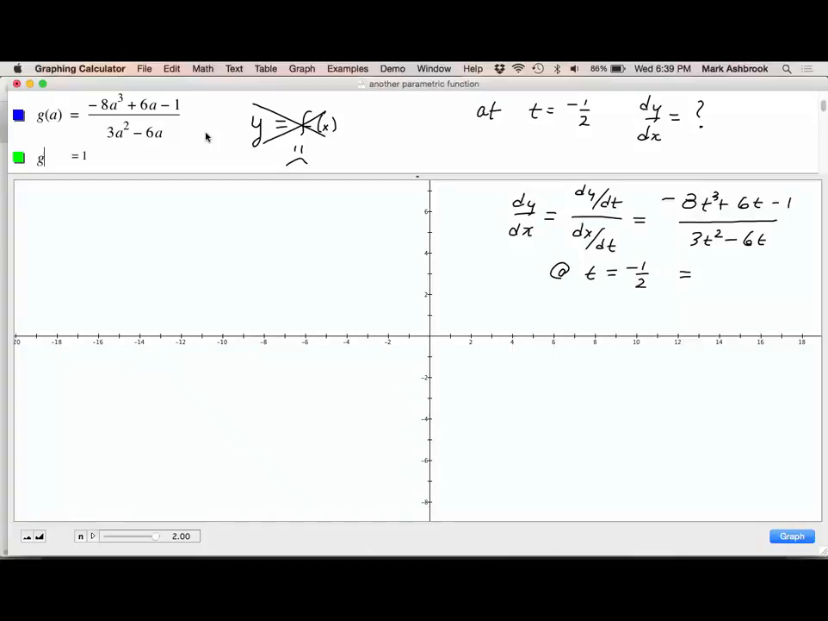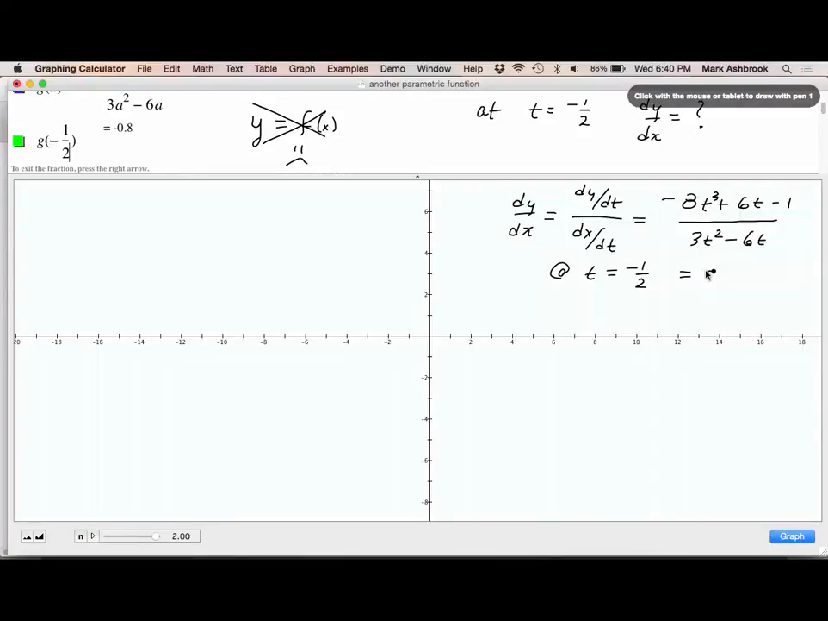So did you get -0.8? So at t equals -1/2, it's -0.8. So what does it mean? So for a change in x close to where t is -1/2, y changes by -0.8 times as much as whatever change in x you picked. Okay, so what does that mean?